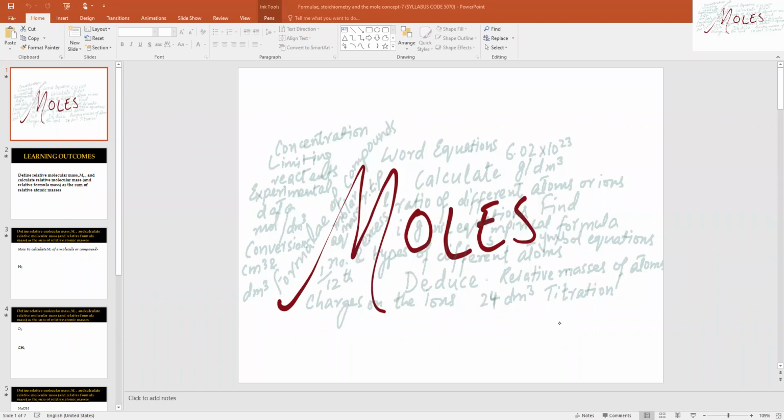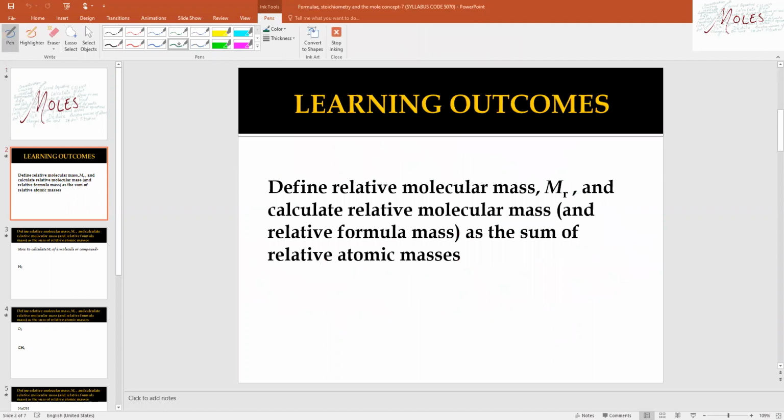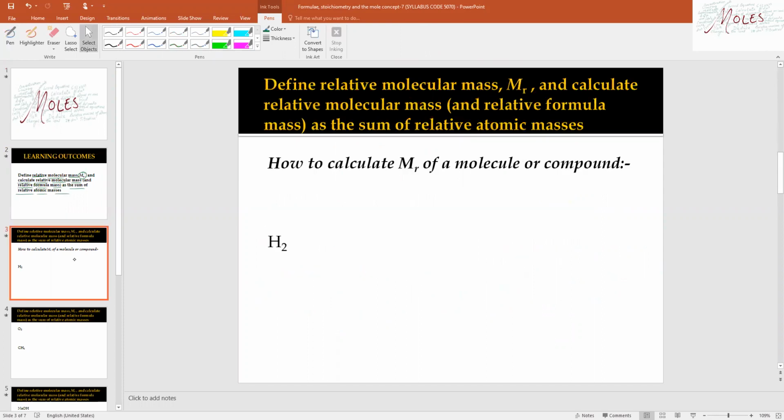This is Sir Ayaz. In this lesson, I will tell you how to work out the relative molecular mass. The learning outcomes for this lesson are to define relative molecular mass, Mr, and calculate relative molecular mass and relative formula mass as the sum of the relative atomic masses.